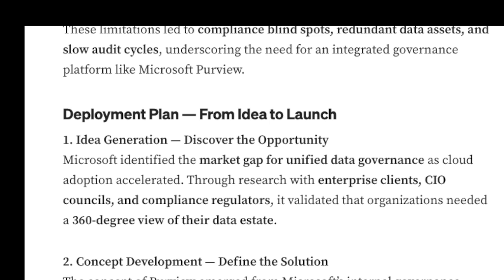So the very first stage is to discover the opportunity. Where do we find an opportunity, or where do we find the gap? So the gap was that we didn't have a unified, centralized data governance. Data was residing in silos, and they had already done the research using their enterprise clients, and they had compliance regulators. And again, it was something that could be easily validated across Microsoft itself because they have most of the system parts already in place.